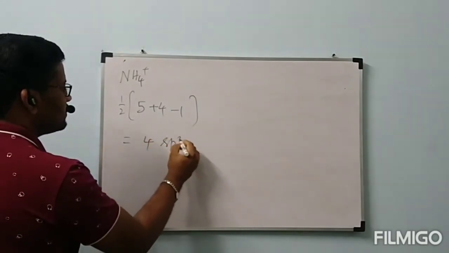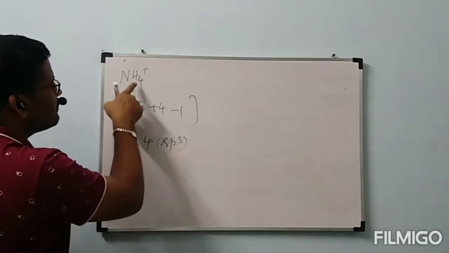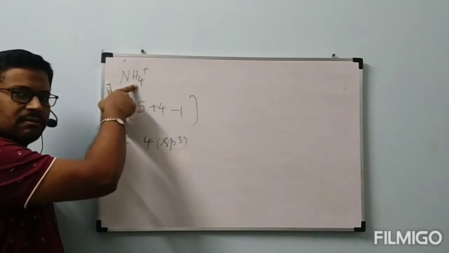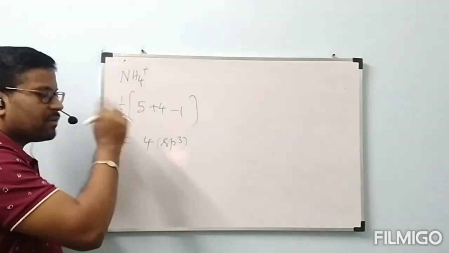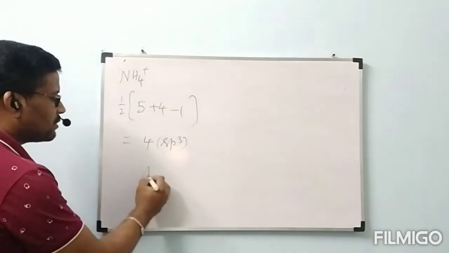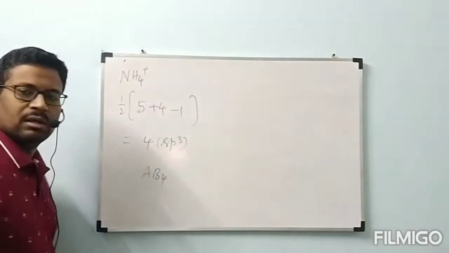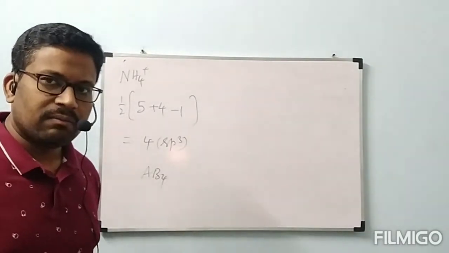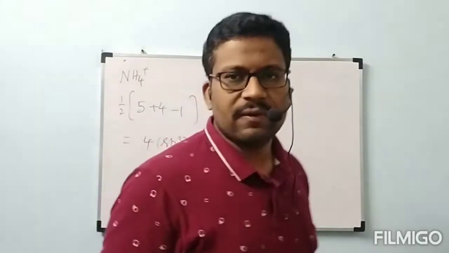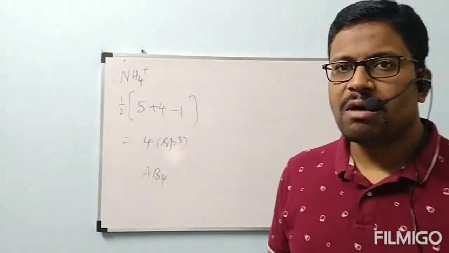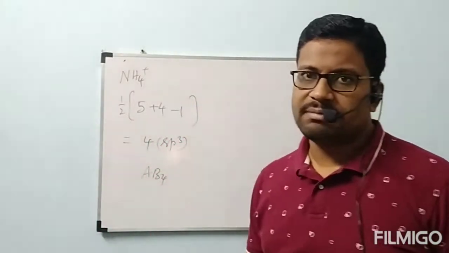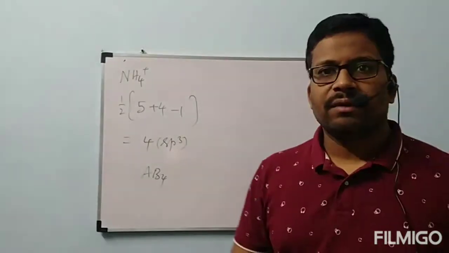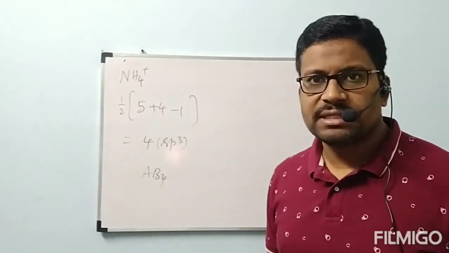4 means hybridization sp3. This 4 is equal to the number of H present, that is bond pairs. All are bond pairs only, no lone pairs. So this model is AB4. What is the model? AB4, shape tetrahedral. AB4 means immediately we can write the shape, that is tetrahedral. Bond angle 109 degrees 28 minutes. In this way, we have completed hybridization and VSEPR theory.